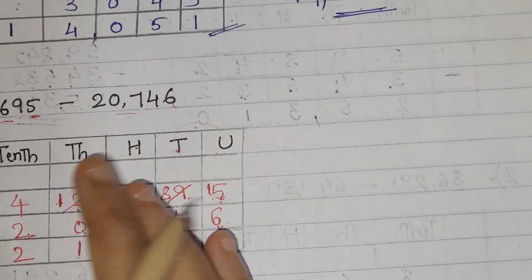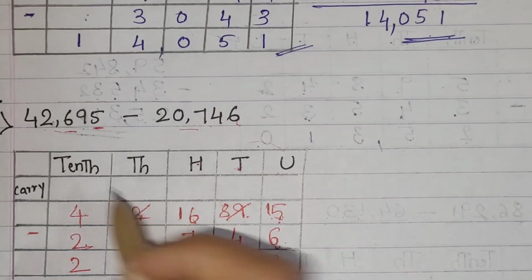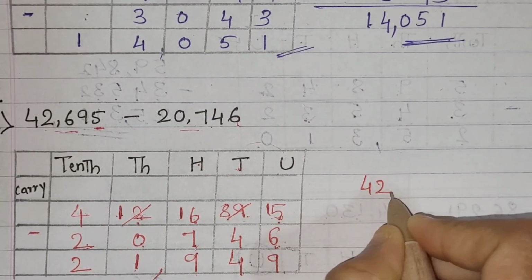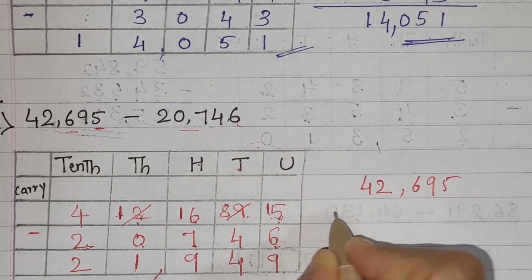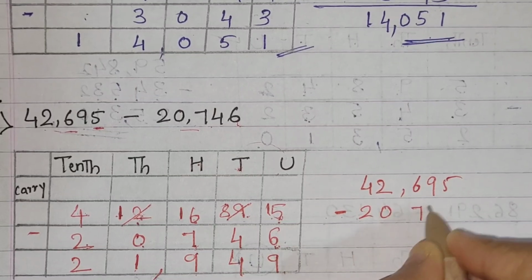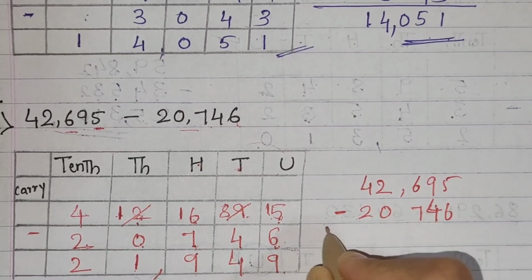Okay, so without a place value chart also you can do the same method. You just need to write the numbers directly. Okay, that's it. So let's do one. I will tell you, 42,695 minus 20,746. Okay, let's subtract it.